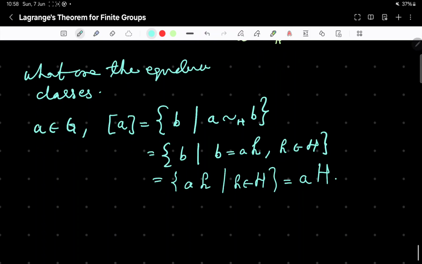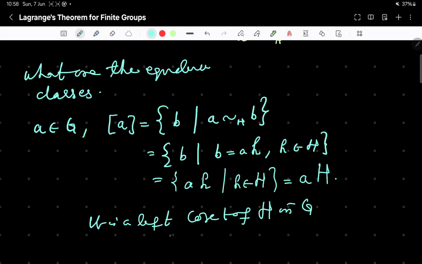So it is a left coset of H in G containing a. Now it is not simply a relation, it contains a. Why does it contain a? Because if you put h equal to e, a times e belongs to aH.